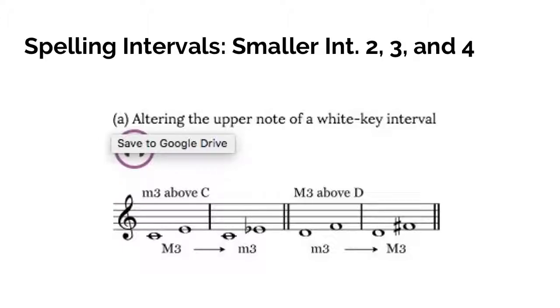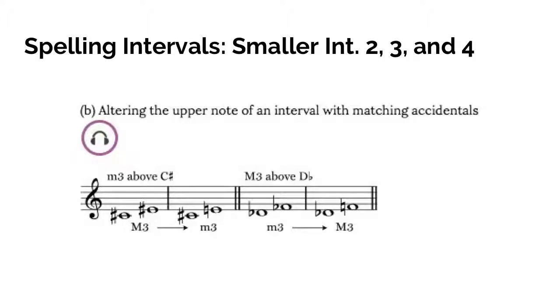So, altering the upper note of a white key interval. As you can see here, major third, minor third. So this is a major third in the key of C. To change it to a minor third, you lower it to an E flat. If we have a minor third here, we want to make it a major third, we need to raise it. So here we have a major third, C sharp to E. To make it a minor third, you have to lower the upper note. We have a minor third, D flat to F flat. To make it a major third, you have to raise it using a natural.